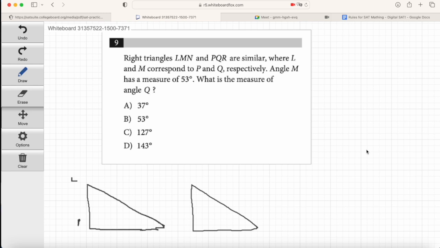PQR. Angle M would be down here then. Or, no, L. See, that's exactly how I would do it. No, you're doing it the right way. I would make this angle here at the bottom. Yeah, this is exactly how I do it.